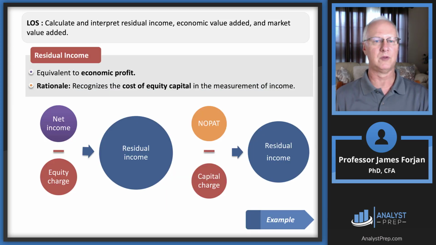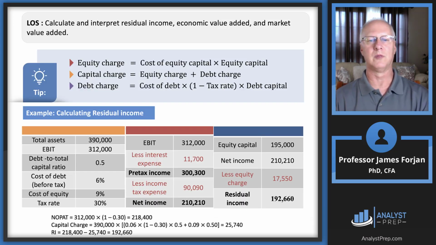So what we're going to do, let me just quickly go back here. Let's start with the left-hand equation. Let's go ahead and figure out what net income is. All right, so we start with EBIT, 312, that's given to us, less interest expense, that's going to turn out to be 11,700. A couple of assumptions go into that calculation. Notice the debt to total capital ratio there, 50%. So we have total assets of 390. So that must mean we have 195 of debt, 195 of equity. So if you multiply that by the 6%, I think you'll get the $11,700.